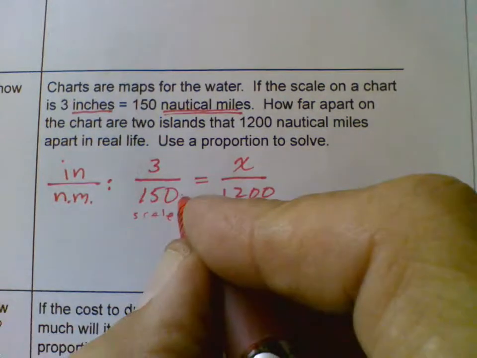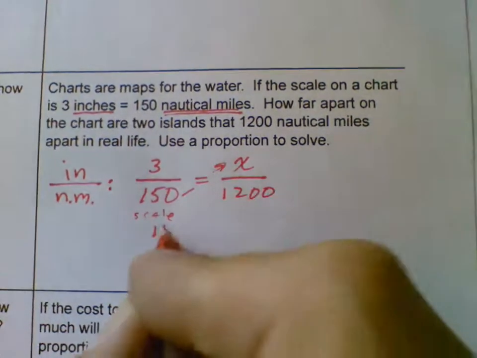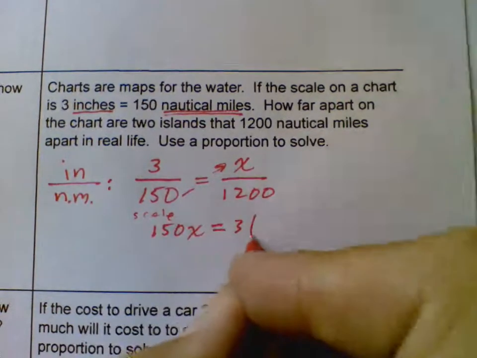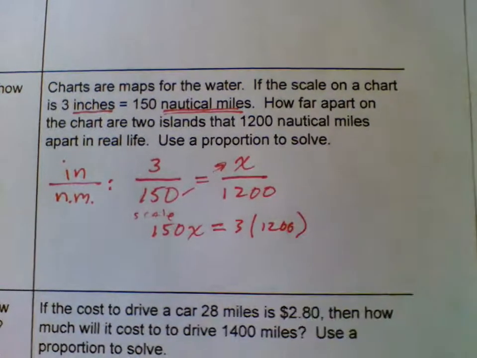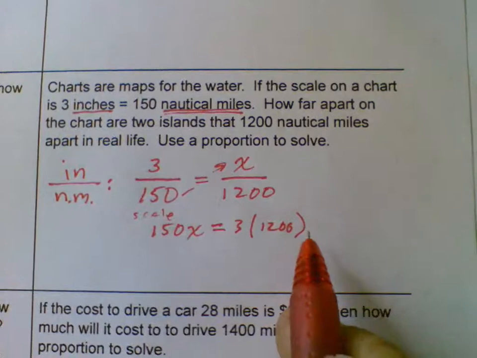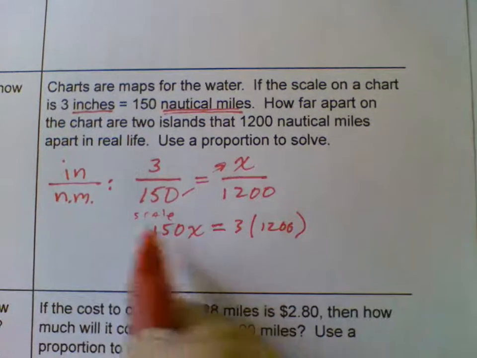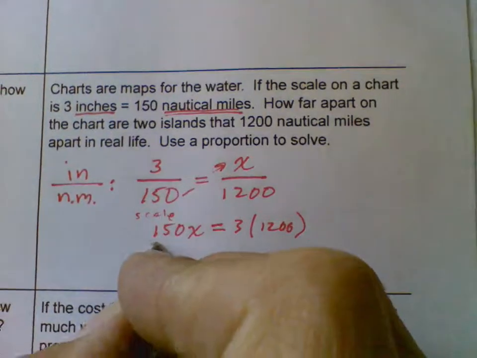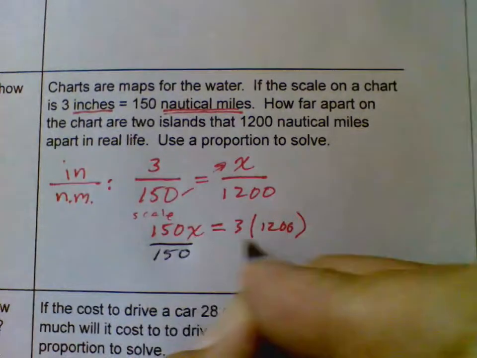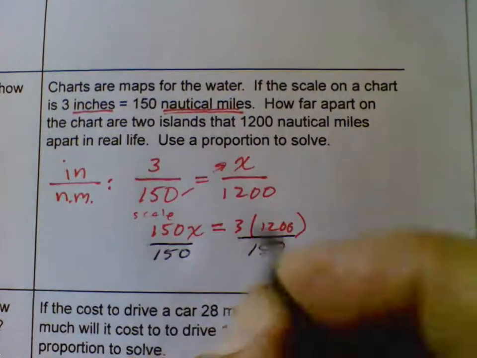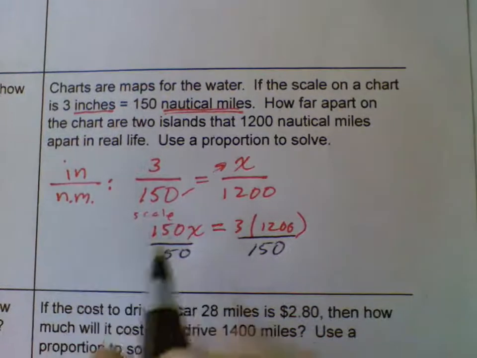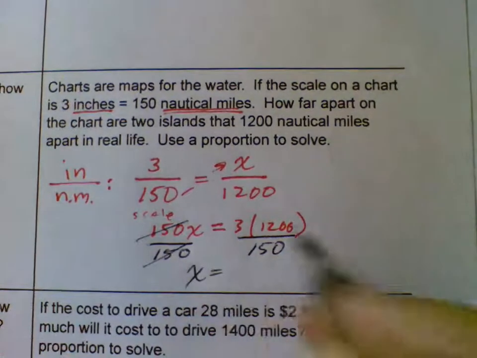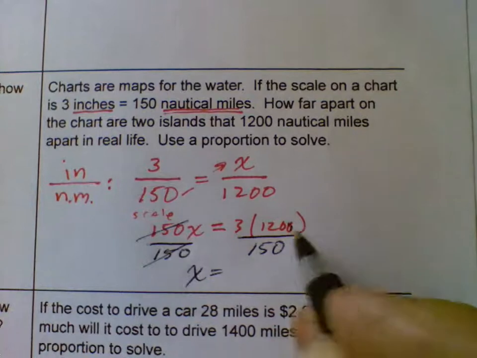So I'm going to go 150 times X is 150X. That's going to be equal to 3 times 1,200. So I have 150x equals 3 times 1,200. So if I want to solve this for x, I have to do the inverse of multiplying by 150, which is dividing by 150. And see, I'm doing it to both sides of the equal sign. Whatever I do to one side, I do to the other. So what's 150 divided by 150? Those kind of cancel out, don't they? I'm left with x. Now I'm left with 3 times 1,200 divided by 150.